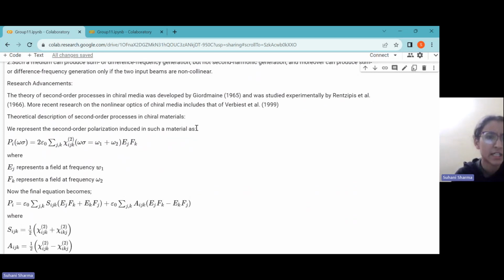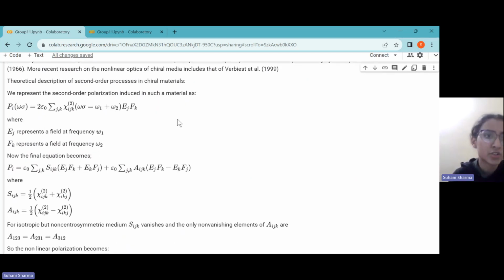And then we'll see that the theory of these non-linear optical properties in chiral media has a rich history. We have Giordmaine, who studied this in 1965, then we have Rentzepis, who studied this in 1966, and then we have Burbist, who studied this in 1999. So all these scientists have advanced our understanding of the topic.